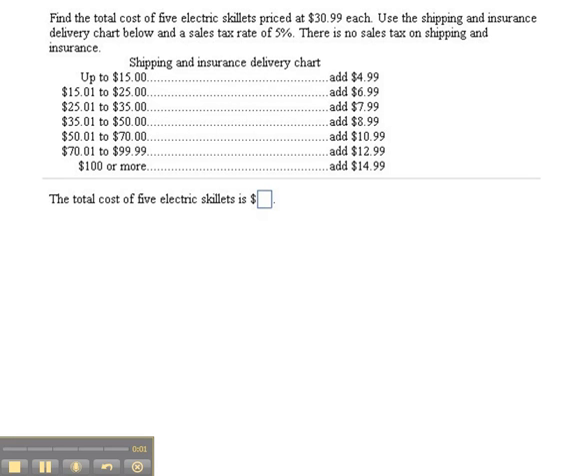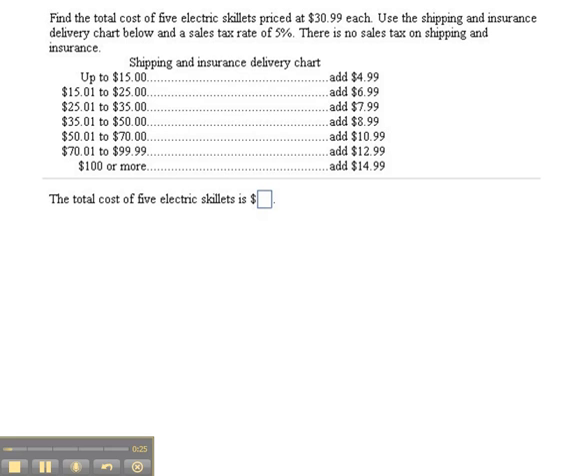All right, this is a very interesting problem because we're going to have several steps that we have to go through in order to find our answer. This one says find the total cost of 5 electric skillets priced at $30.99 each. Use the shipping and insurance delivery chart below and sales tax rate of 5%. There is no sales tax on shipping and insurance.